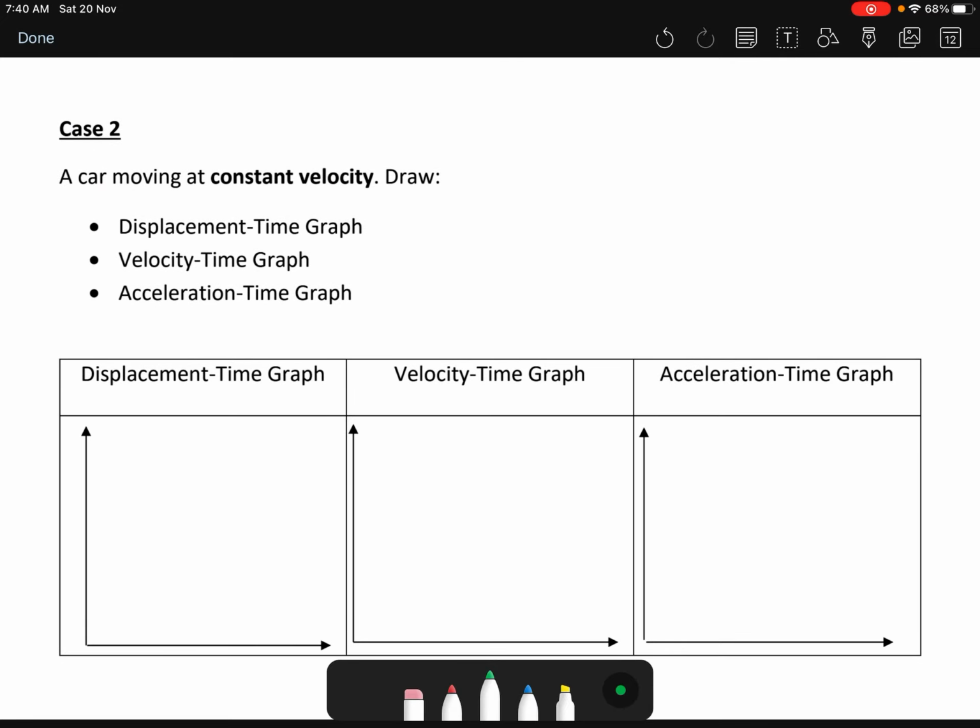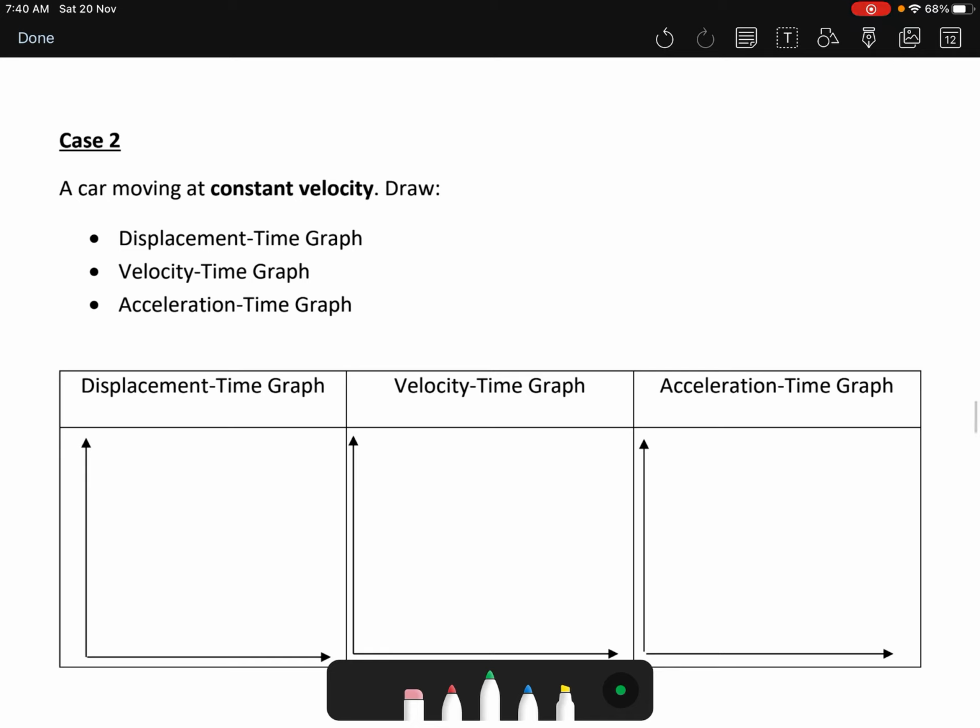Okay, case 2, I have a car moving at constant velocity. So I need to draw the displacement-time and velocity-time respectively. Just remember for constant velocity, you must ensure two things. Velocity wise, we must consider both your magnitude and your direction. Magnitude, you must have the same magnitude. The second is your direction, so you must be traveling in a straight line. So these are the two criteria for constant velocity.